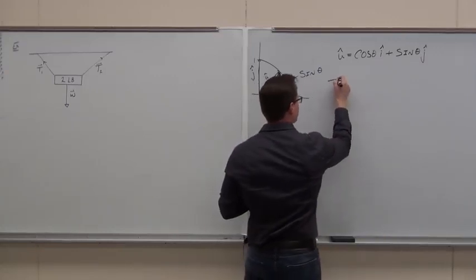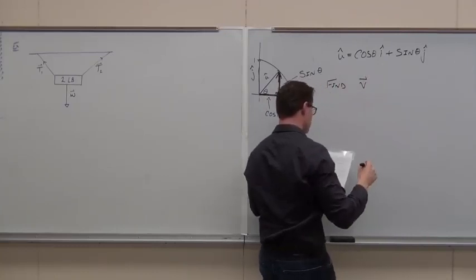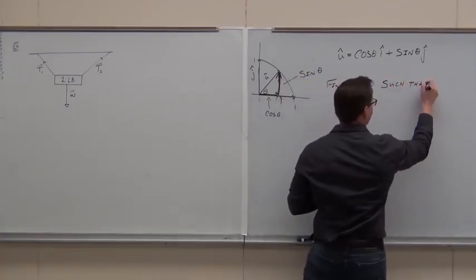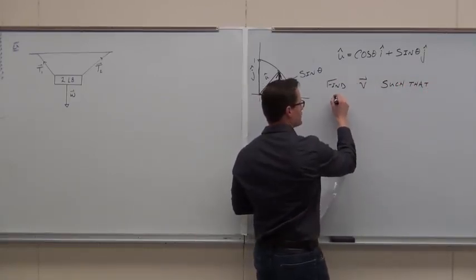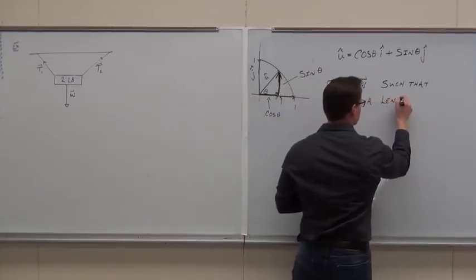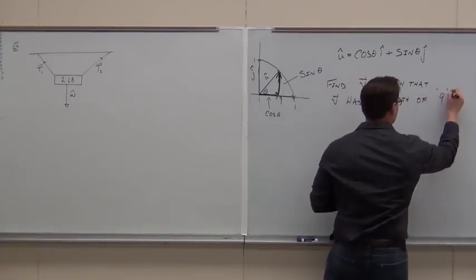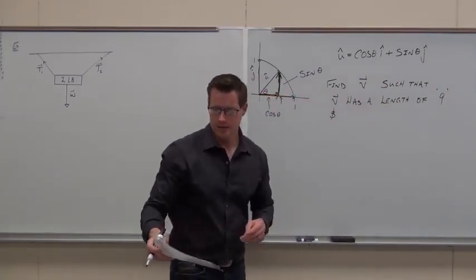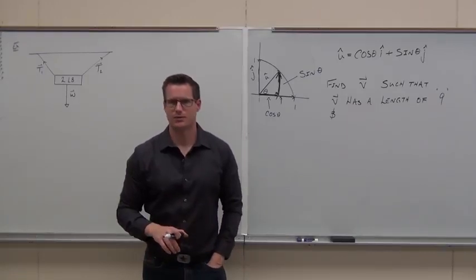Let's find a vector v such that v has a length of 9 and v makes an angle of pi over 6 with the x-axis.